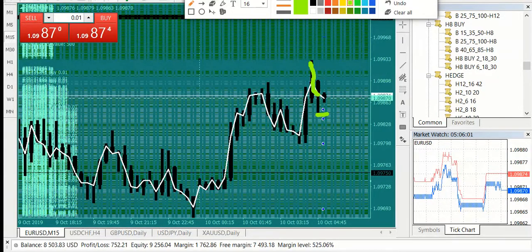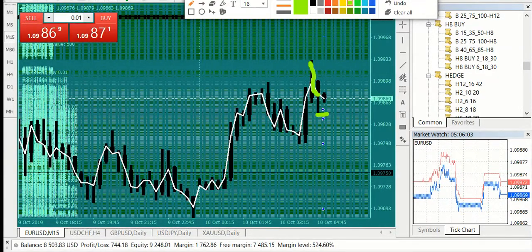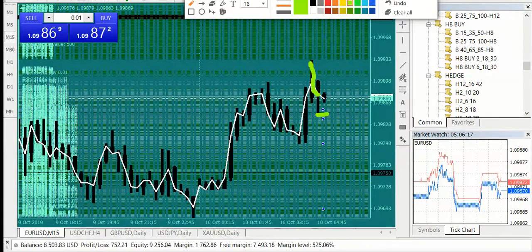Since I've clicked this button over 2,000 times, I should print out this account from FX Blue. I bet it says 3,000 trades a day on here. That's a lot of trades.